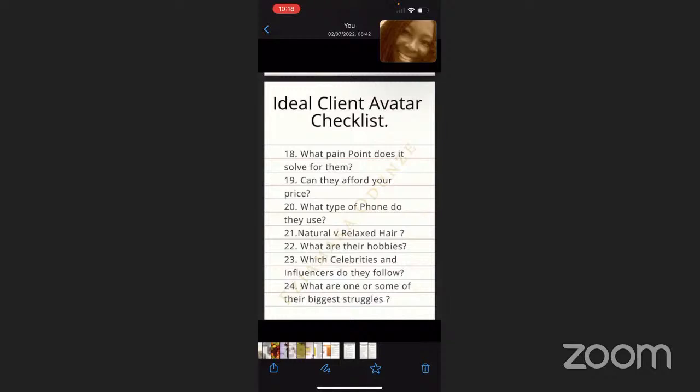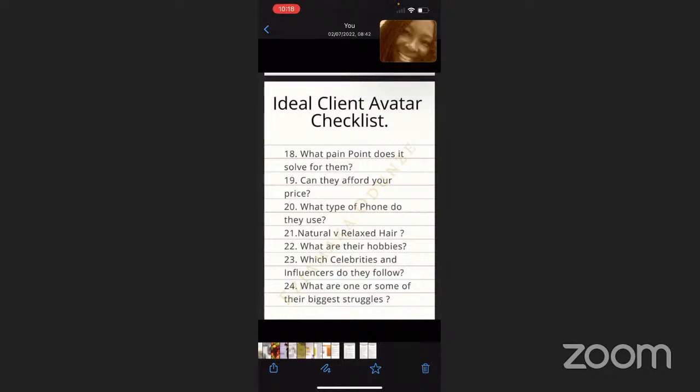Are they following Pastor E? Are they following Reverend Kumuyi? Are they following whoever they are following? It's very, very important that you know, so that you'll be able to know where to look for them also. Like we'll be teaching you later in our teachings when we talk about how to get organic views and things like that. Then number 24, what are one of or some of their biggest struggles?